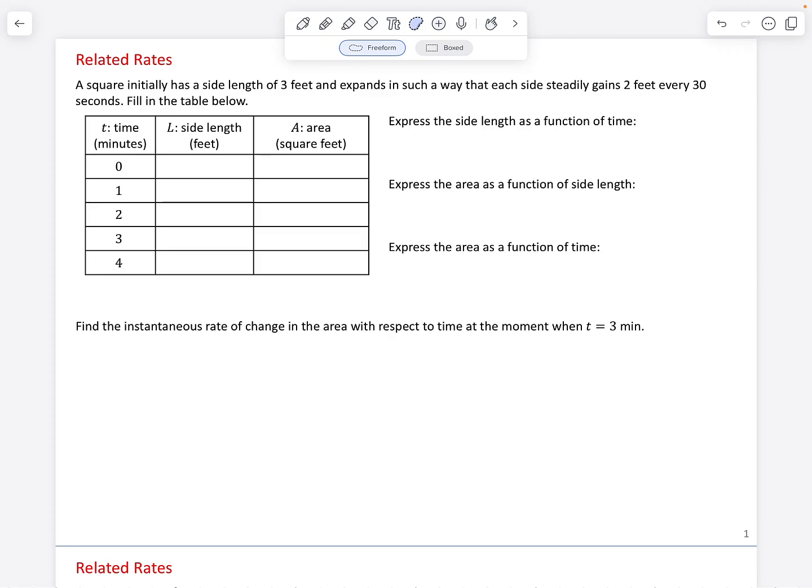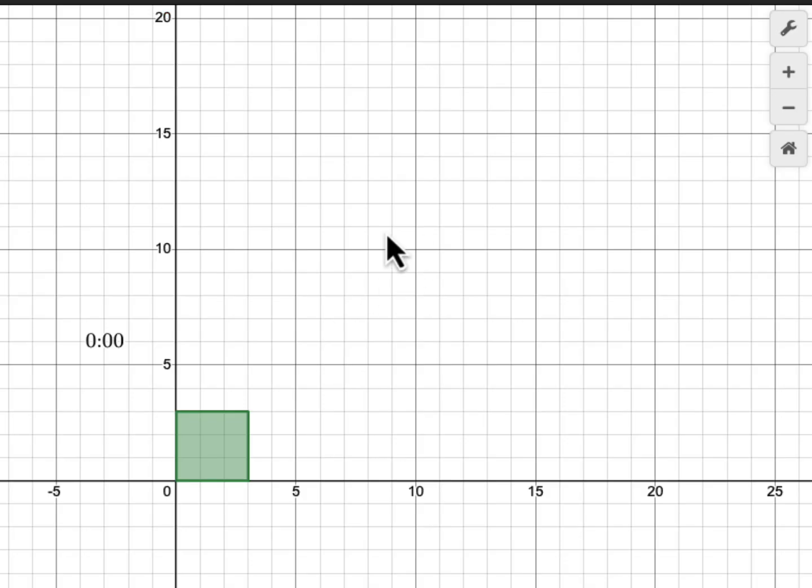A square initially has a side length of 3 feet and expands in such a way that each side steadily gains 2 feet every 30 seconds. Fill in the table below. Well, first of all, let's take a look at a visual. I have a time counter here, and then we have a square that's initially 3 by 3. And then as we get to the first 30 seconds, the square has expanded by 2 feet on each side, so we are now at 5 by 5. And then it continues to expand from there, each side gaining 2 feet every 30 seconds.